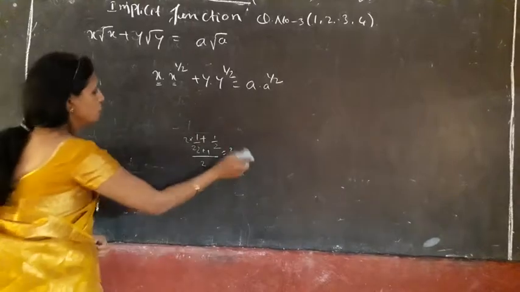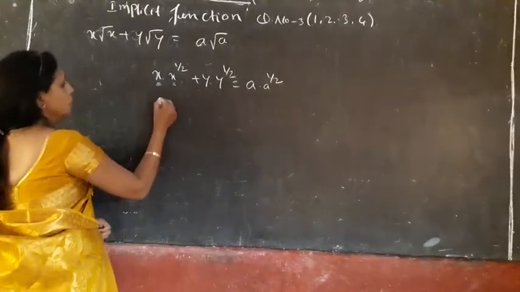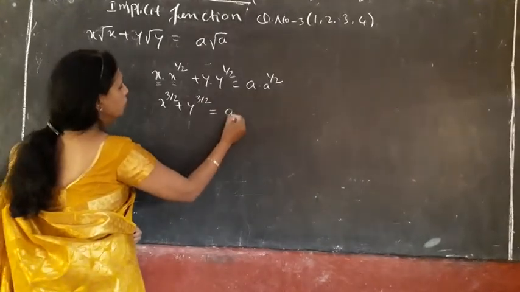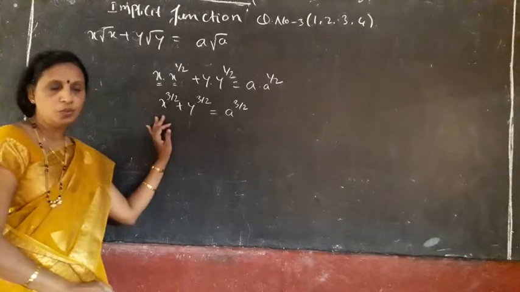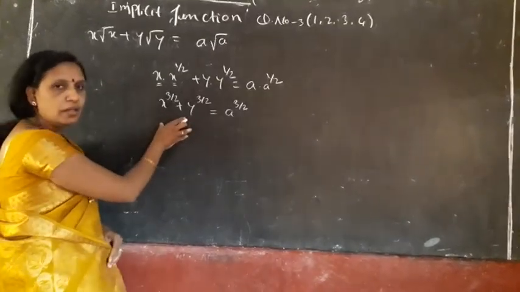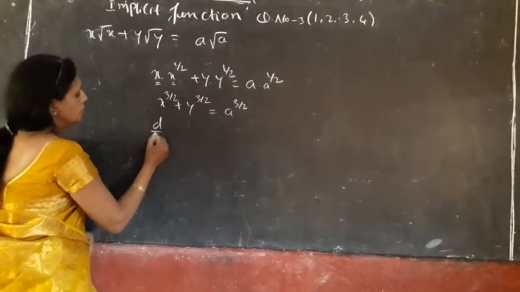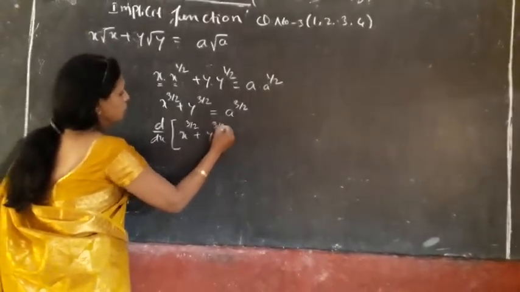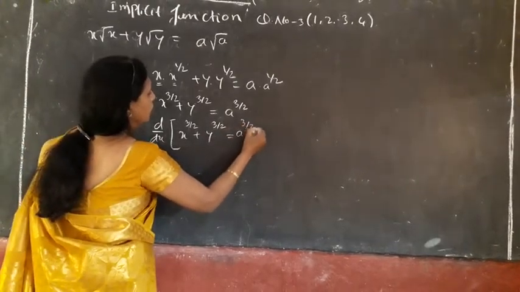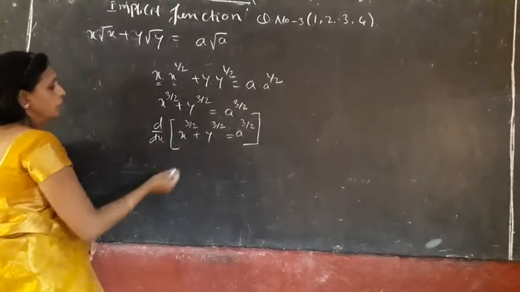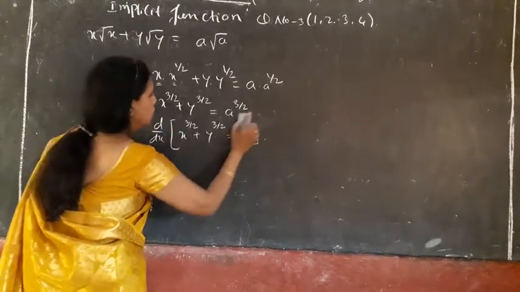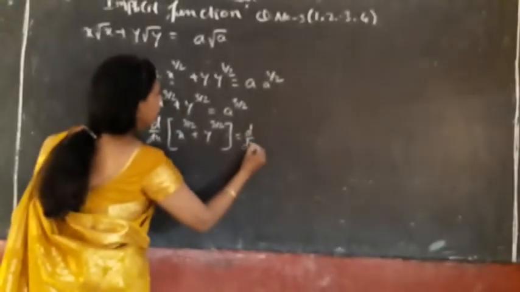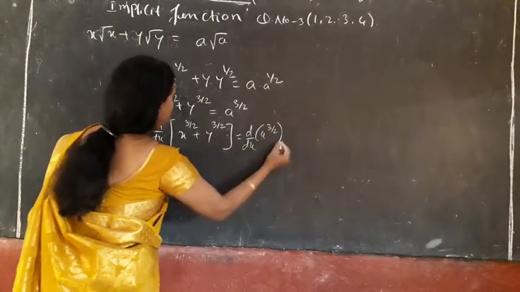Therefore, this becomes x raised to 3 upon 2 plus y raised to 3 upon 2 equal to a raised to 3 upon 2. Now, this step is ready for differentiation. That is d dx of x raised to 3 upon 2 plus y raised to 3 upon 2 equal to a raised to 3 upon 2. We can write this separately also, d dx of a raised to 3 upon 2.